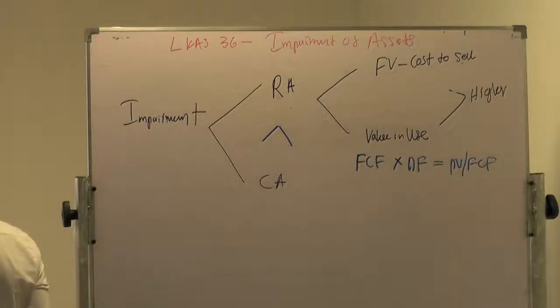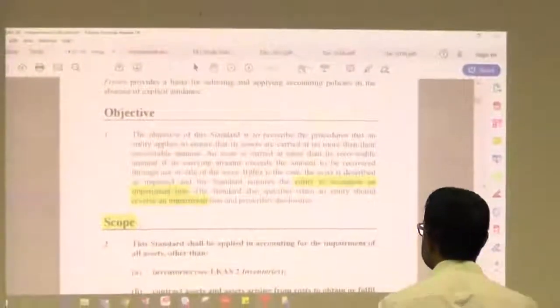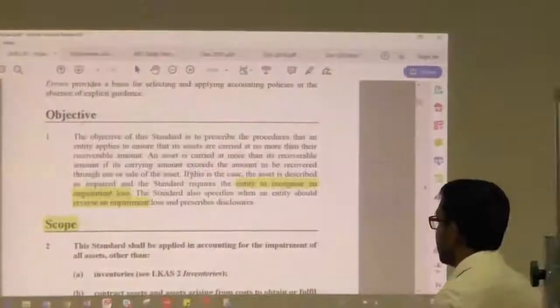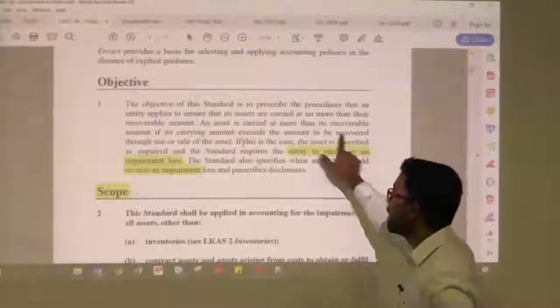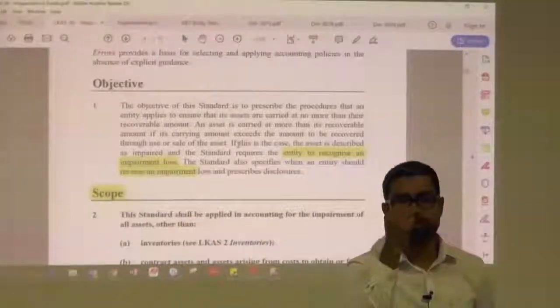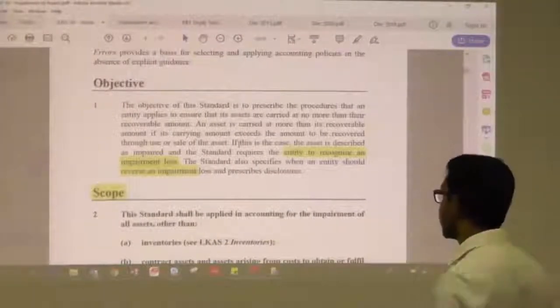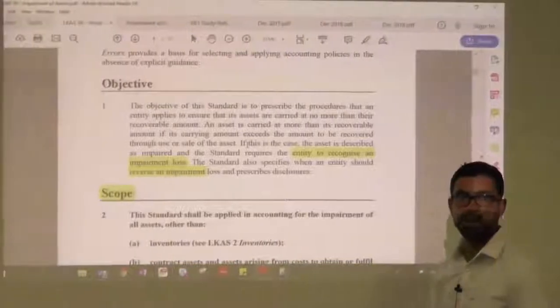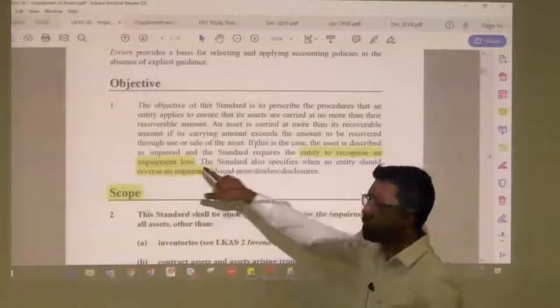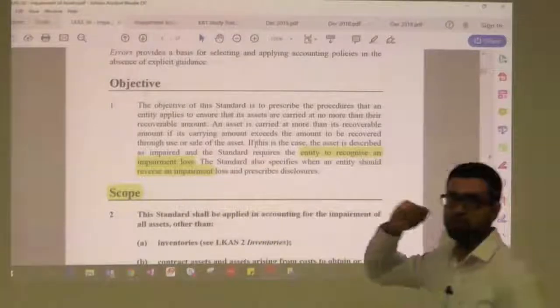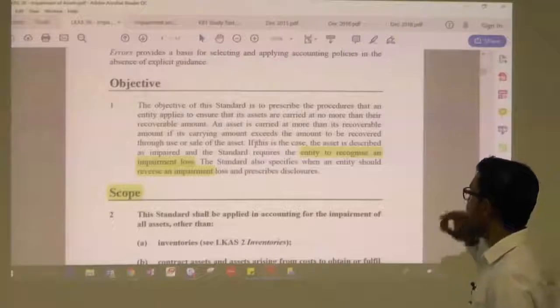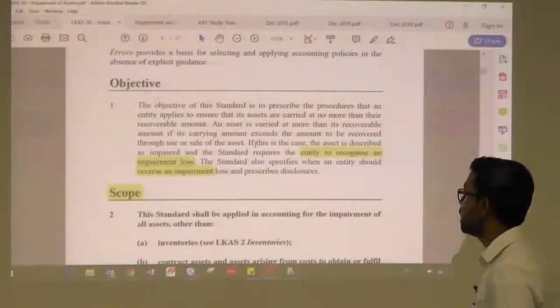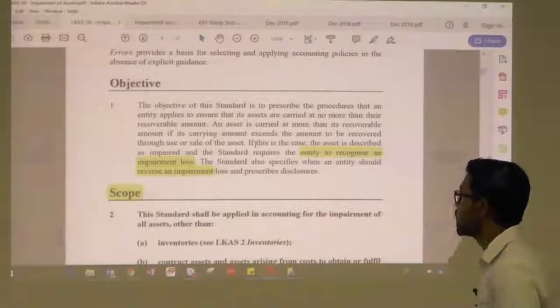I am not trying to read the entire paragraph, but I will explain the important things. In this case the asset is described as impaired, and the standard requires the entity to recognize an impairment loss. The objective of the standard is to identify if there is any indication of impairment, calculate it and identify the impairment loss, right? So the objective is to identify impairment loss. The standard also specifies when an entity should reverse impairment loss and prescribes disclosures.